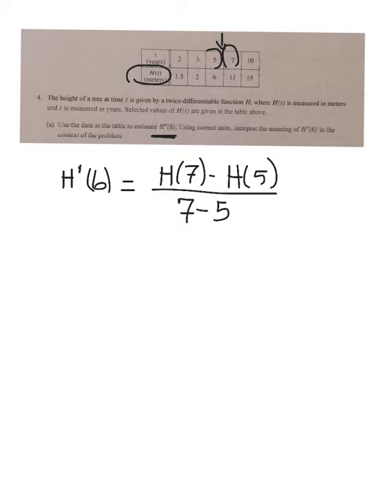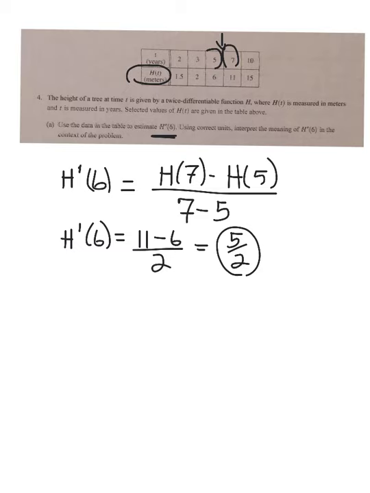So that's going to equal h of 7 minus h of 5 over 7 minus 5. Okay, why don't you pause me, work it out, and let's see what we get. Okay, so your answer should be 5/2.